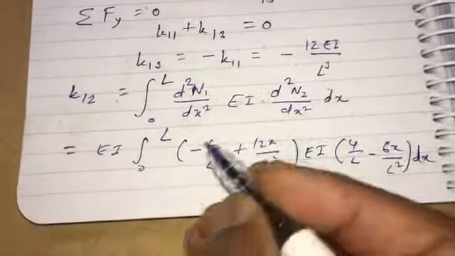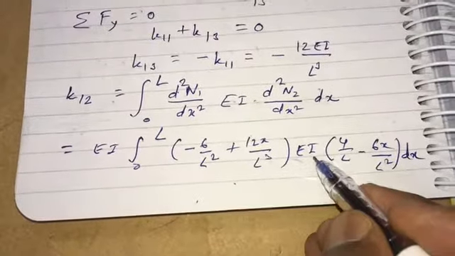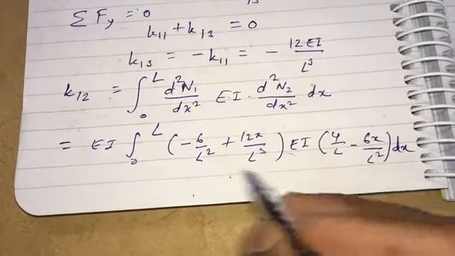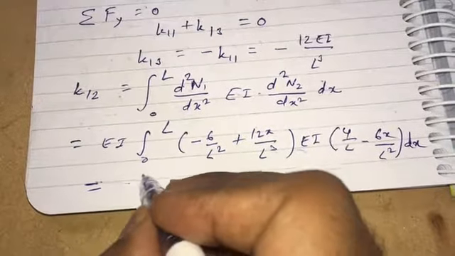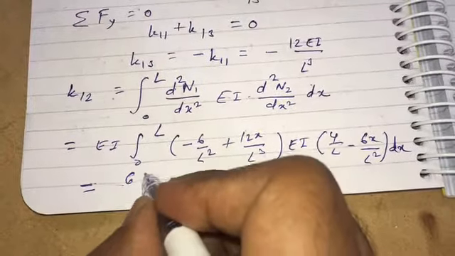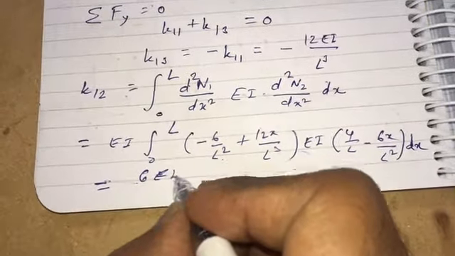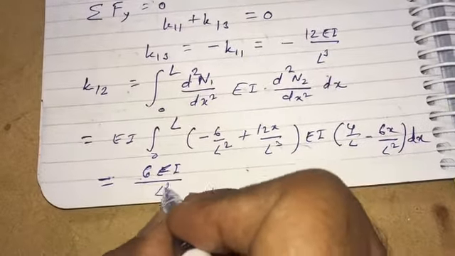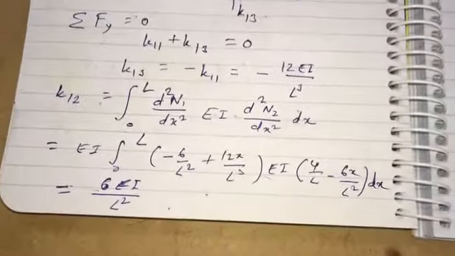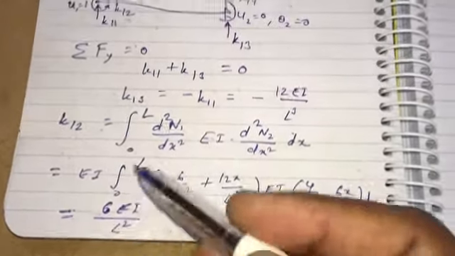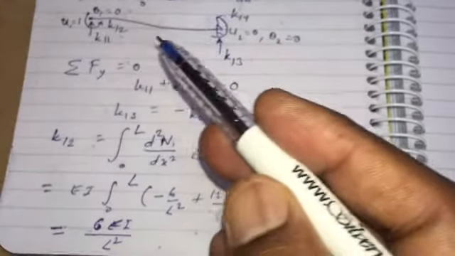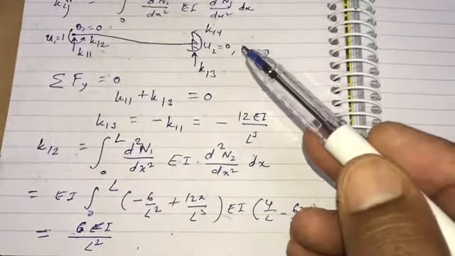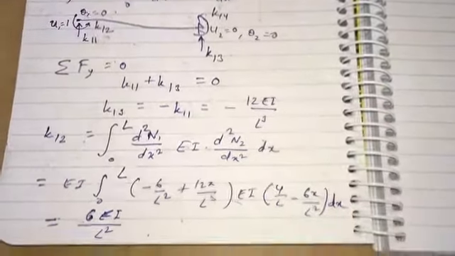Okay, so if you integrate it, here EI is constant, and then you multiply this with this and integrate it, the value you should get is 6EI over L square. Okay, so once we have K12 and K11, then we can have the moment equation to find out K14. So we can draw the diagram again.